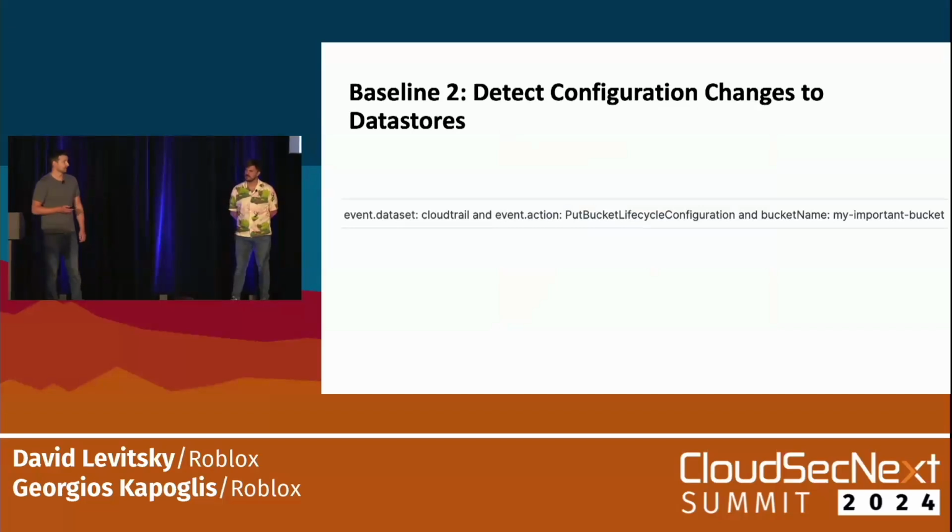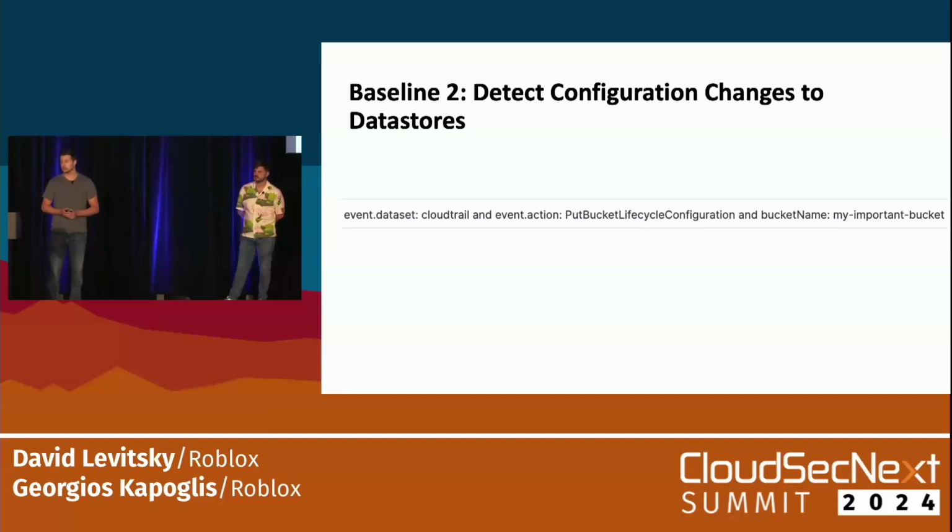Let's take a look at the second one, which is detecting a configuration change to a data store. For example, you have a really important bucket that you call my important bucket. This bucket has all the business critical data or PII or whatever is really important to your business to handle. And what we're going to do here is monitor changes to the lifecycle configuration of this data store, of this S3 bucket.